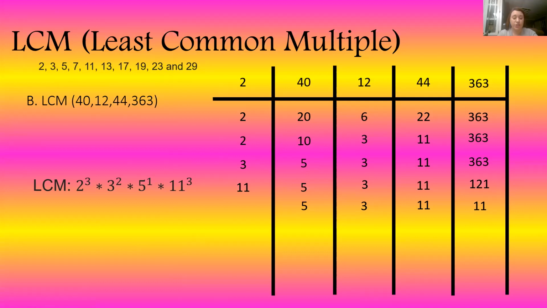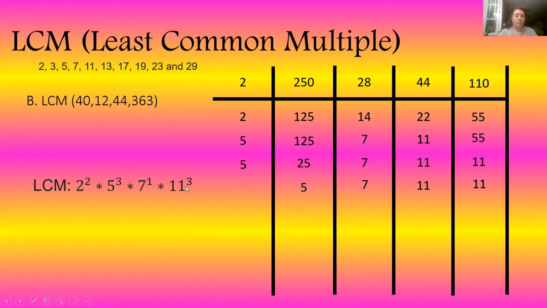So our least common multiple is, we'll start with our 2s, 1, 2, and 3, 2 to the third, and then we have 3, 1, 2, 3 to the second. We'll have our 5 to the first, and then we'll have our 11, that's supposed to be to the second, I'm so sorry. And then you'll have 11 to the second. Okay, on to the next one.